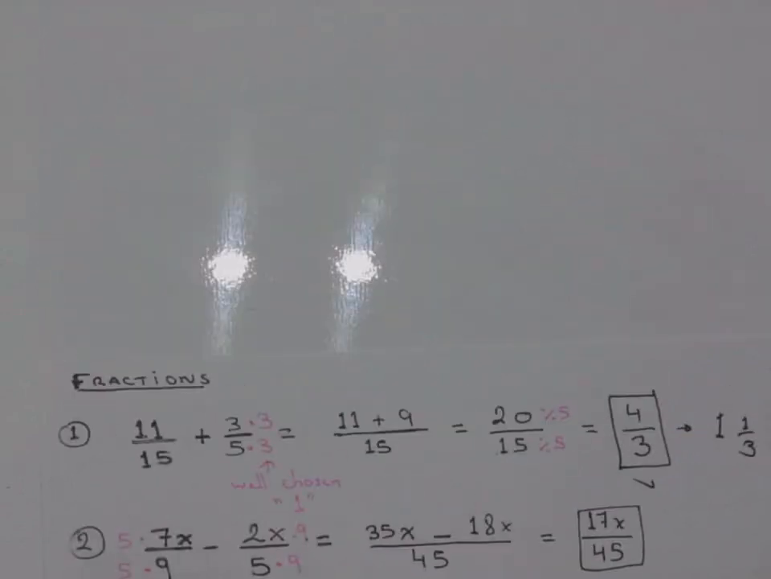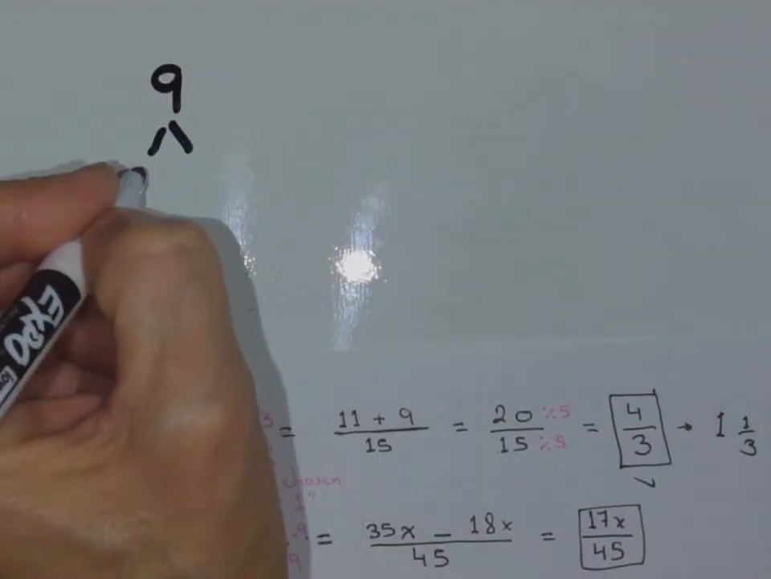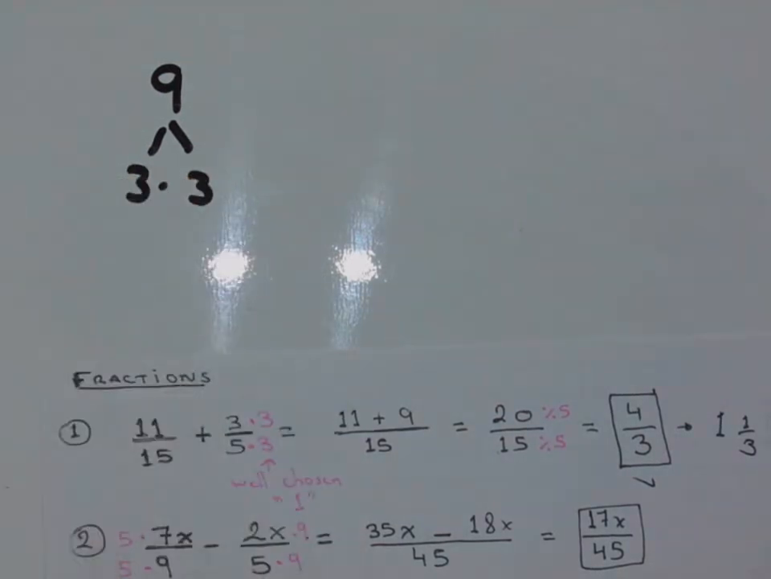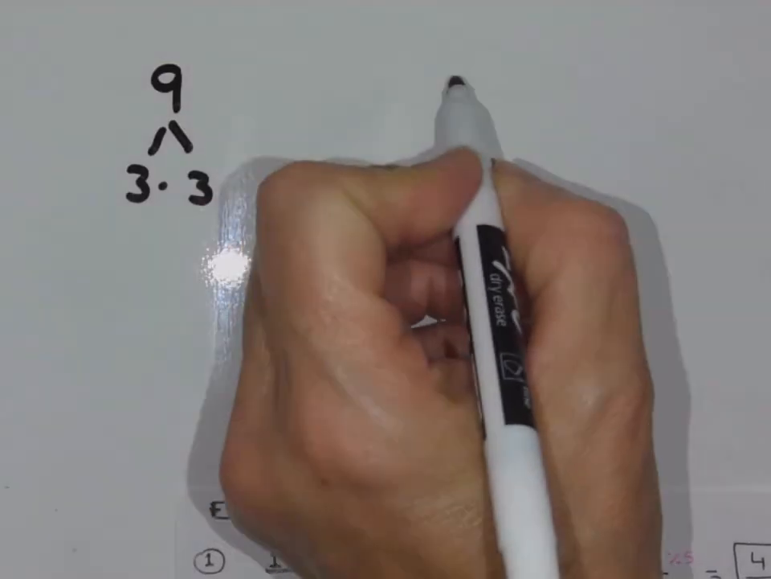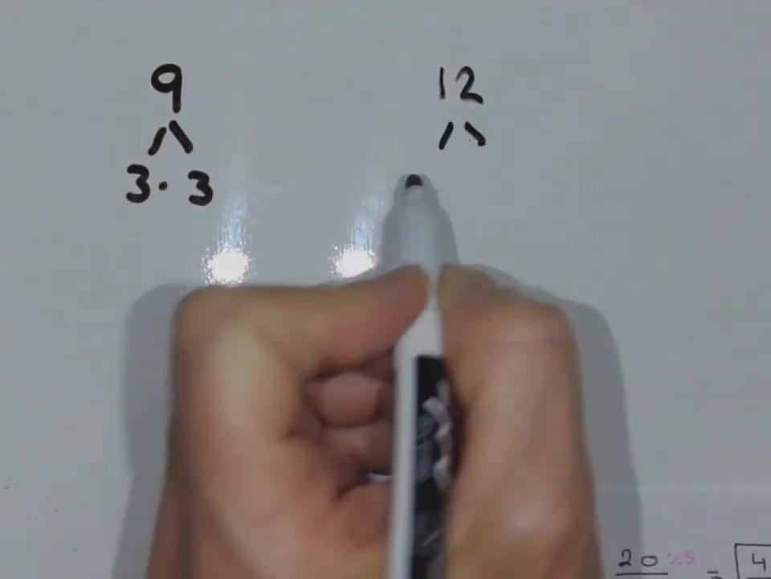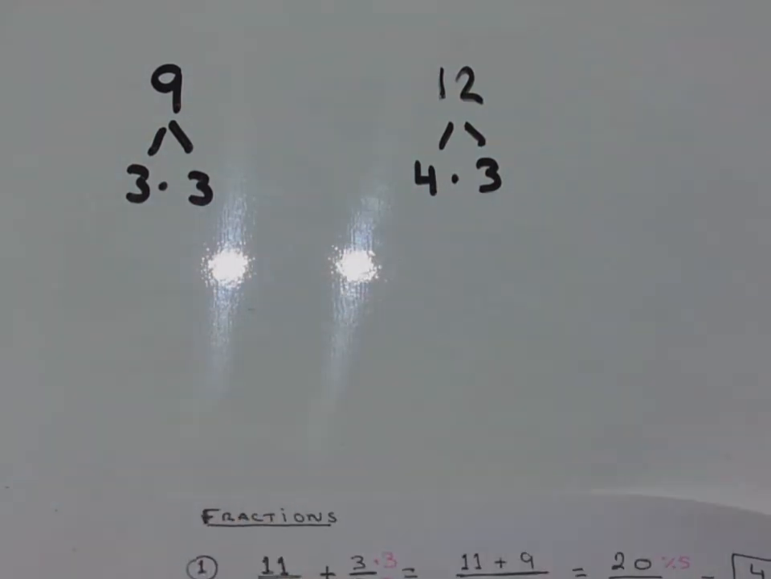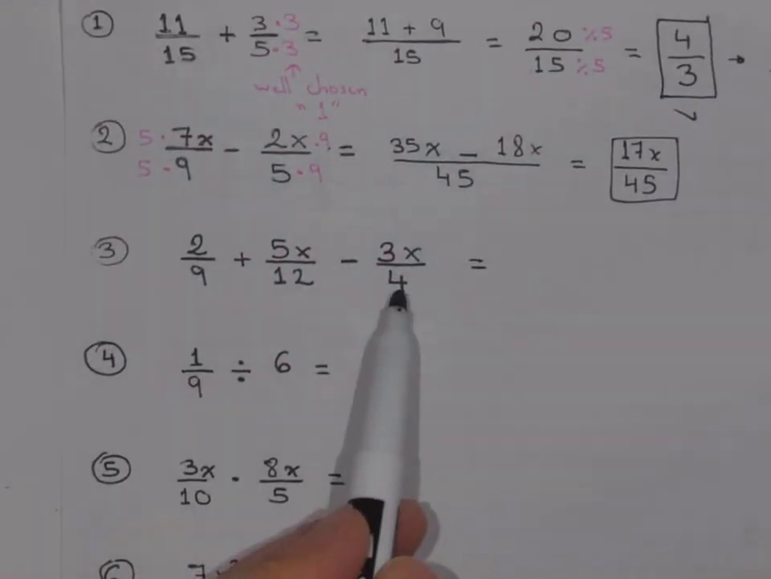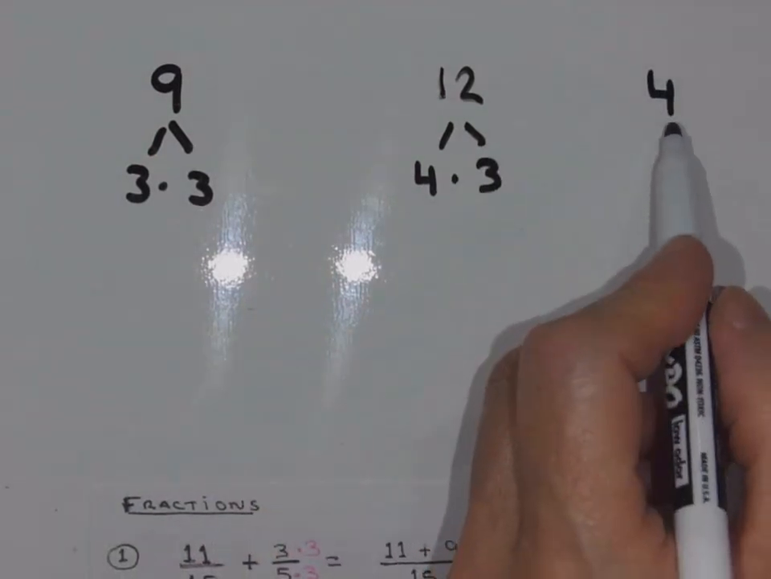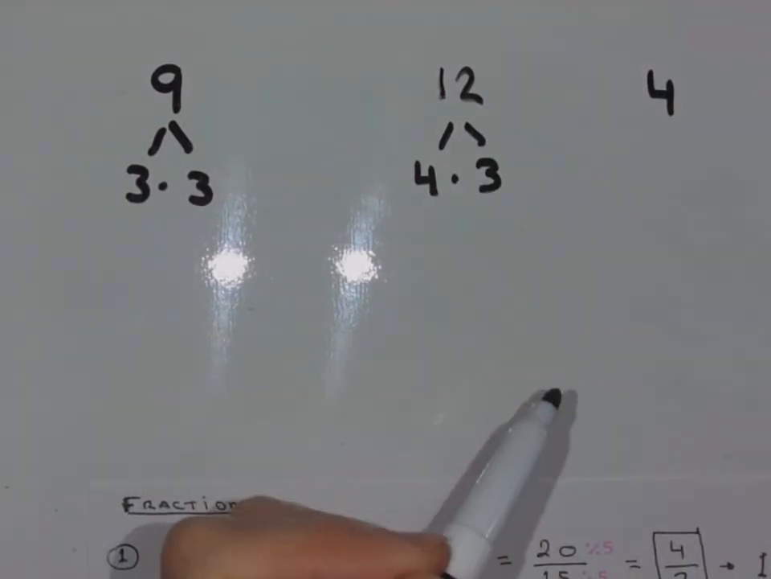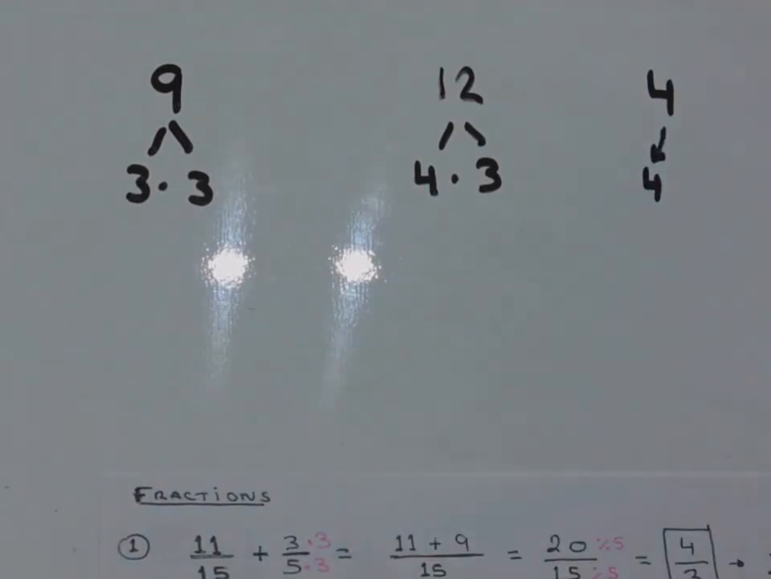Well, I'm going to do this here. So 9 will be the same thing as 3 times 3, right? Then what is 12? Well, 12 will be the same thing as 4 times 3, or 2 times 2 times 3, right? Then 4, I'm going to leave 4 as being 4 because I already have a 4 here. So we're going to leave it as a 4, 4 times 1, or 4.